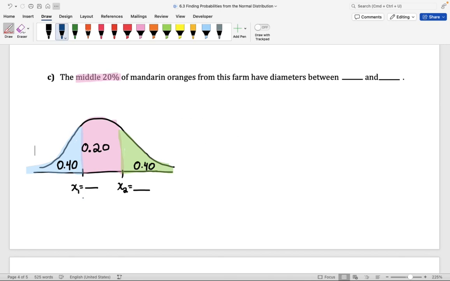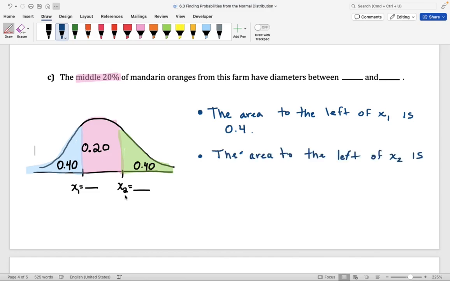You have a function on your calculator, in Google Sheets and Excel that can help you find an X value if you provide the area below that X value. Let me make a note here. The area below X1, let me make a note here. The area to the left of X1 is 0.4. Let me make a second note here. The area to the left of X2, the area below X2 is equal to 0.2 plus 0.4, right? That is the area below X2. The area below X2 is equal to 0.6.